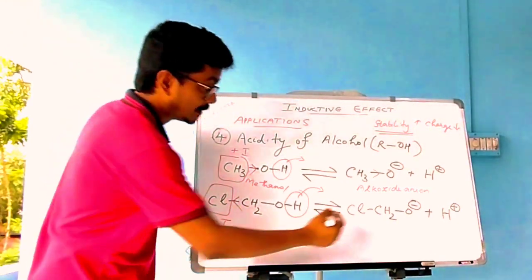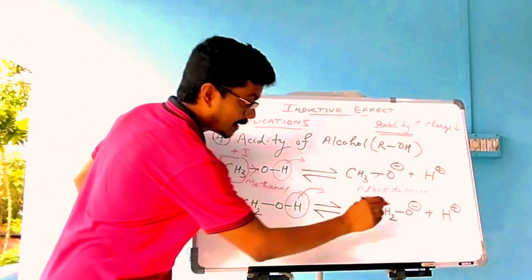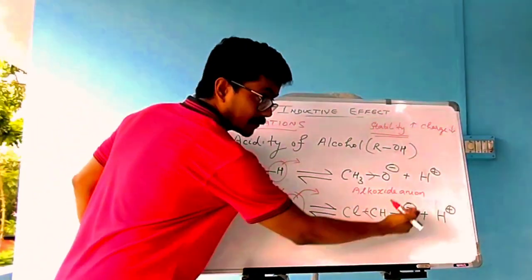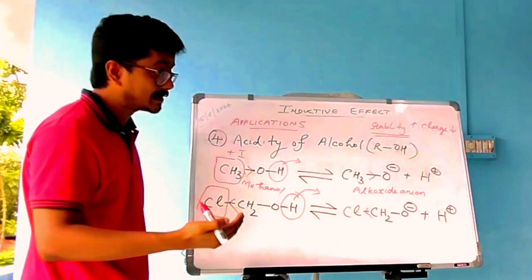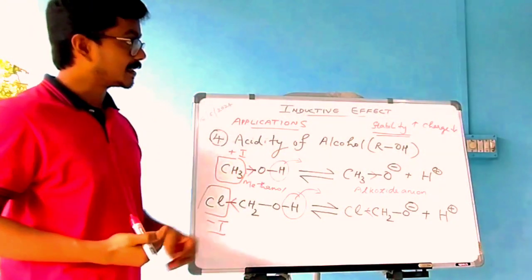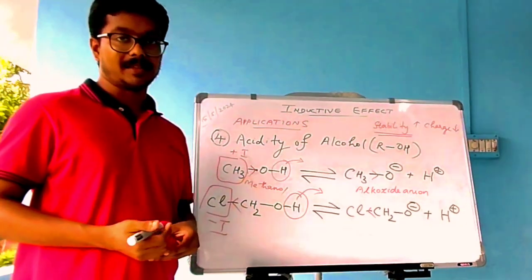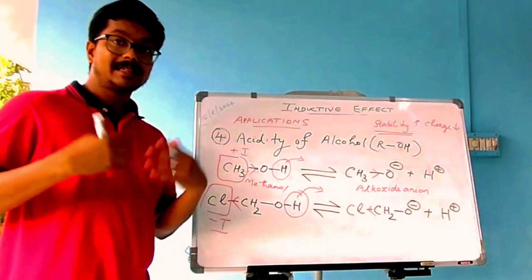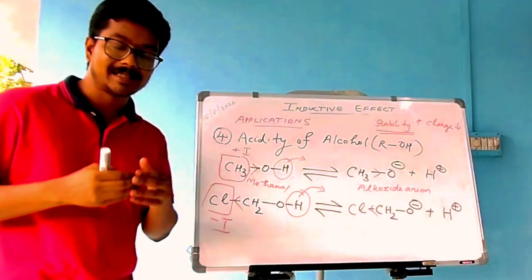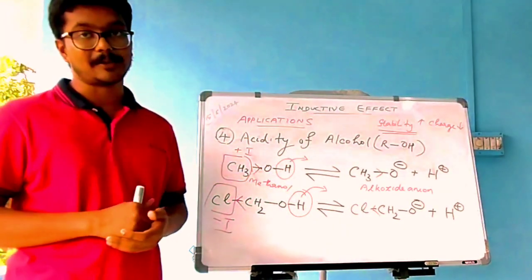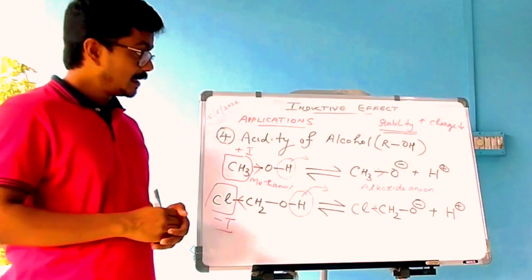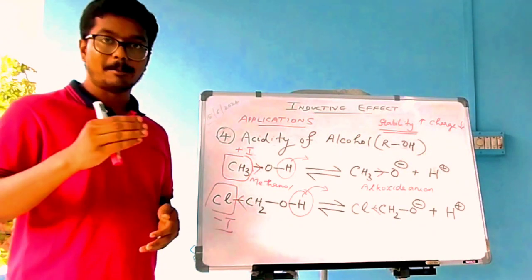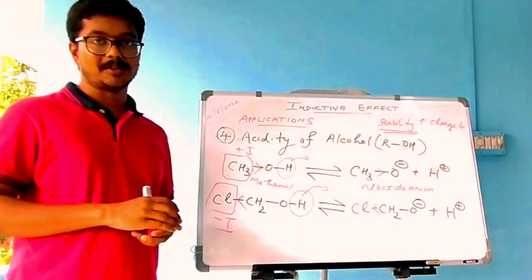If it is released, in the case of the alkoxide anion, the chlorine will withdraw electrons from the alkoxide group, which decreases the charge carried by the alkoxide group, thereby increasing the stability. So we can conclude that minus I effect increases the acidity by decreasing the charge carried by the alkoxide anion. So plus I effect decreases the acidity of alcohol, minus I effect increases the acidity of alcohol.